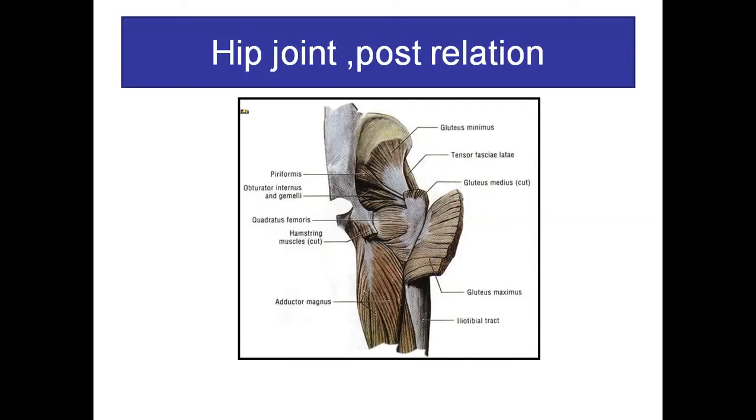This is the posterior relation of the hip joint from above downward: the gluteus medius and minimus, obturator internus, piriformis, and the obturator internus with two gemelli, quadratus femoris. These muscles form the posterior relation of the hip joint, in addition to the vessels and nerves posterior to the hip joint.